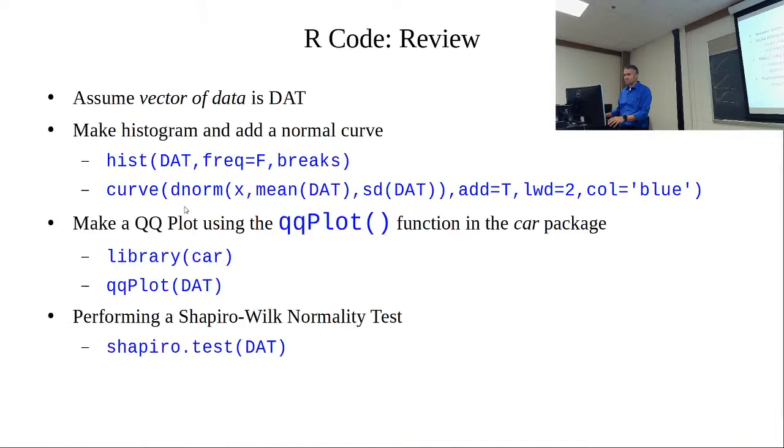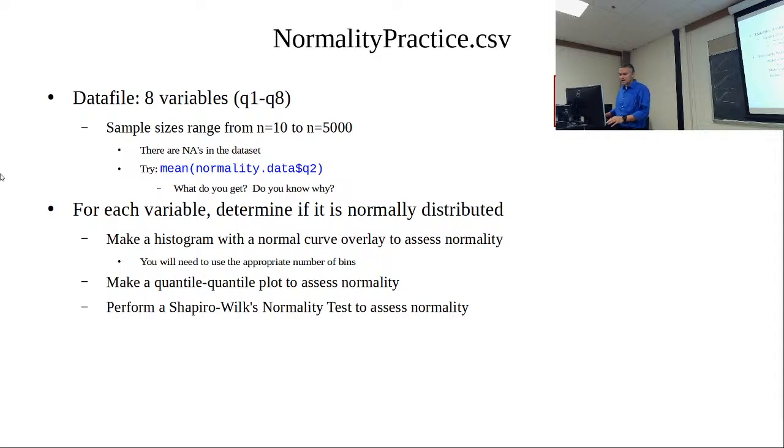All right, so here's a summary of the R code. Histogram with adding the overlay. And note I use that here for data, and it's a vector. I added the line weight and the color so you have it in the handouts. For the QQ plot, we first have to load the car package and then we run the QQ plot. And for the Shapiro test, it's shapiro.test. Very easy. All right, so we've got some practice.